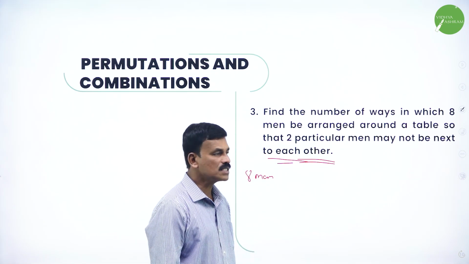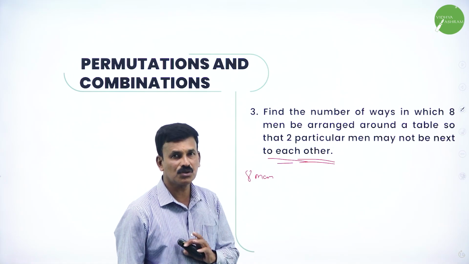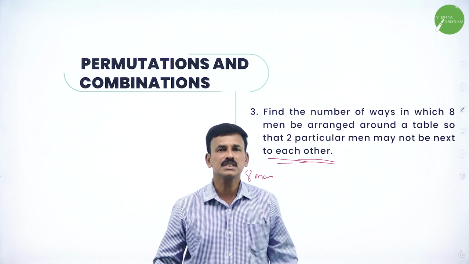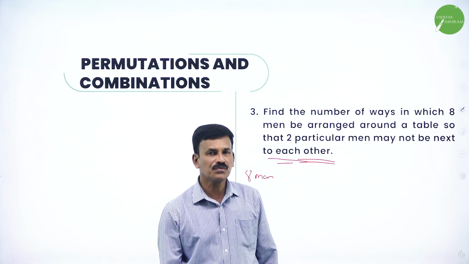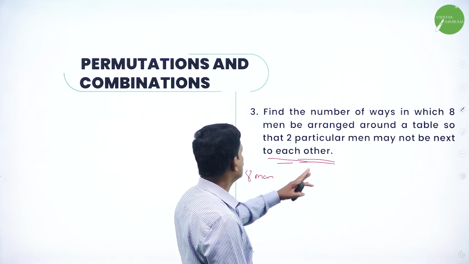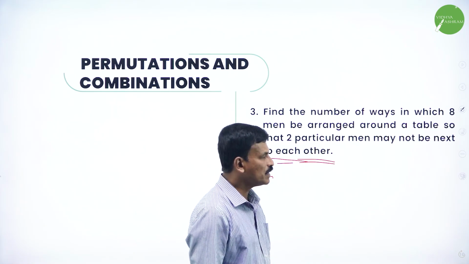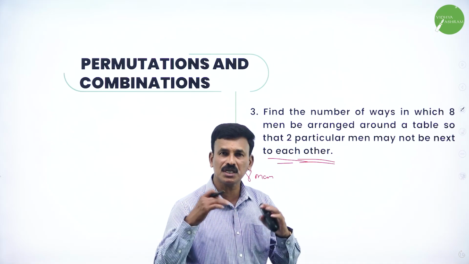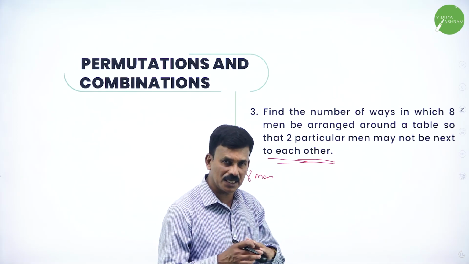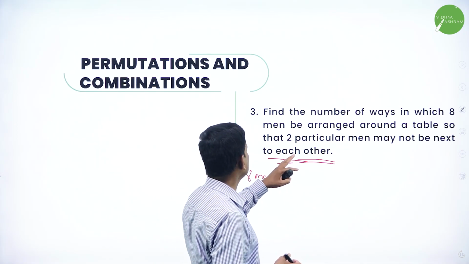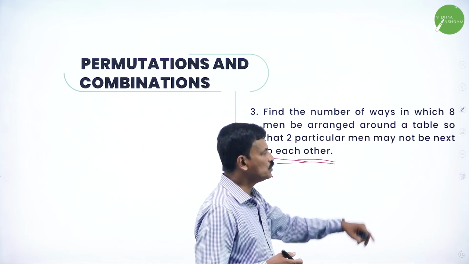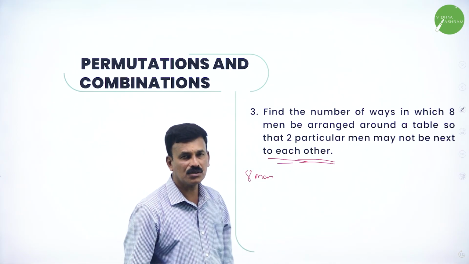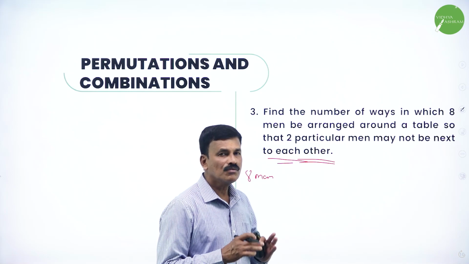So, how to find this? Very simple. Just find out the total number of permutations. To find the number of permutations where 2 particular men may not be together, just find the total permutation minus the number of permutations with the 2 persons together, right? So, just find out with first.